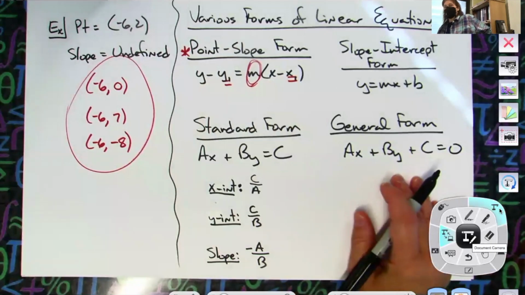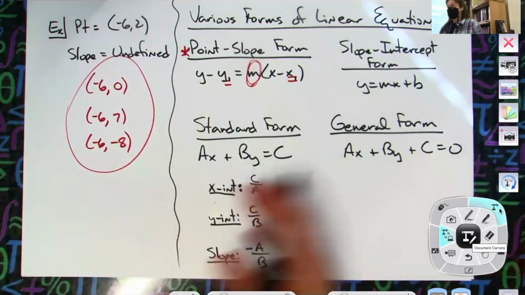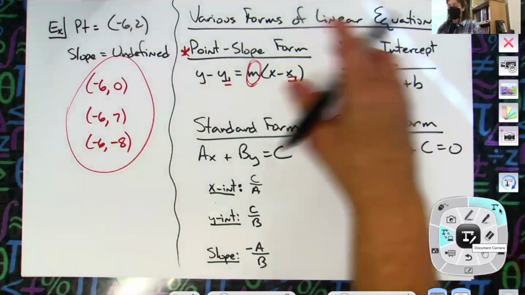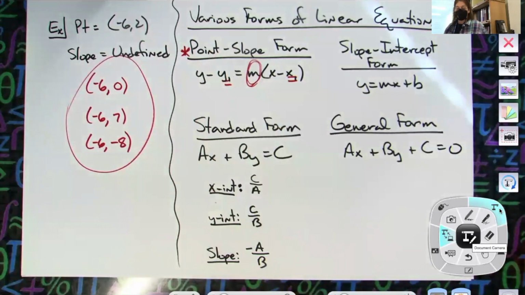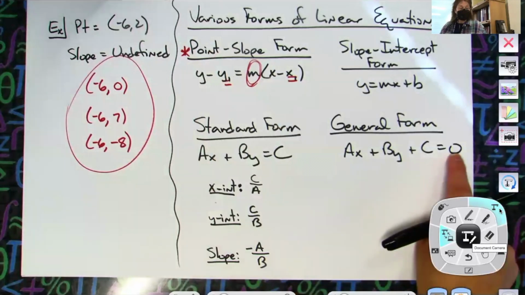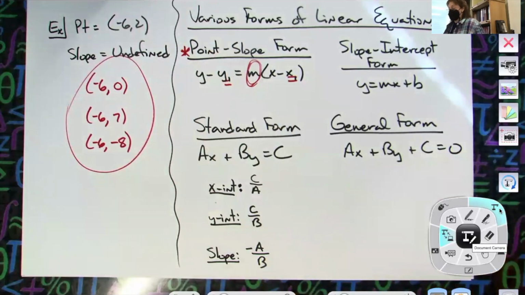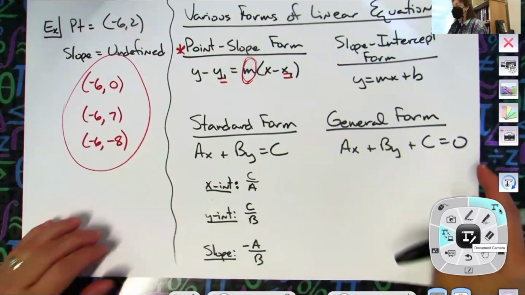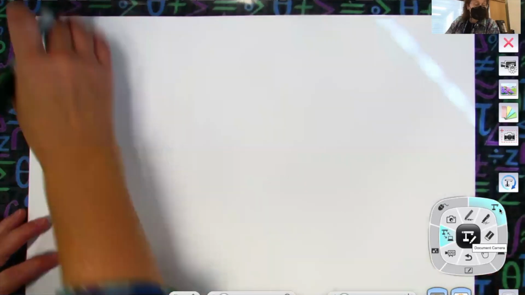I think your assignment today is going to say, write it in standard form and general form. It's a review section, so they're just trying to get you to practice all of the different equations. That's all they're trying to do. General form does have that equals 0 on there. Are we good on that? Because these are linear equations. All right, let's go to parallel and perpendicular lines.